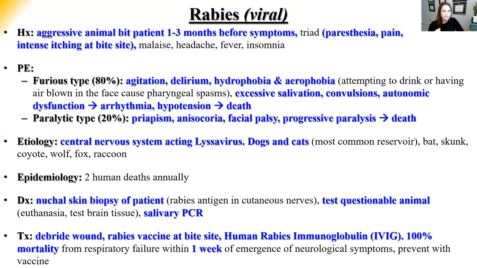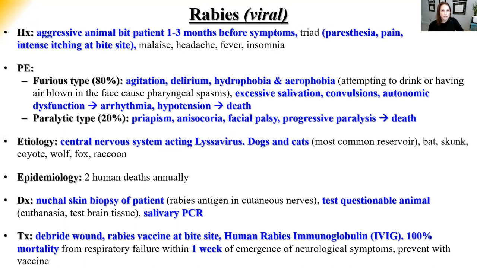There are 2 types of rabies. Furious is going to be the most common type at 80%. The symptoms are agitation, delirium, hydrophobia, and aerophobia, where attempting to drink or having air blown in their face causes these pharyngeal spasms. Excessive salivation, convulsions, autonomic dysfunction leads to arrhythmias, hypotension, and then death.